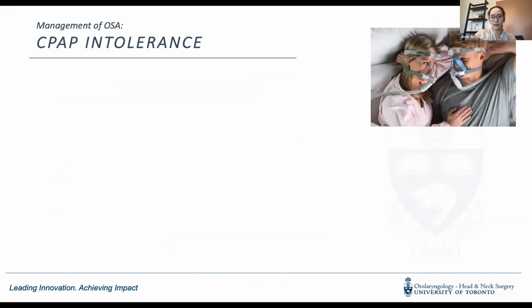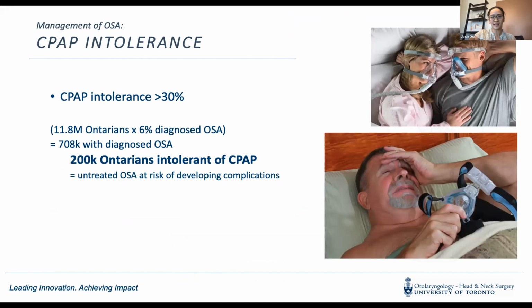And so although we hope that patients will do well with CPAP and live happily ever after, unfortunately, that is certainly not the case. We know that CPAP intolerance rates are upwards of 30%. From some general estimates, there is a StatsCan survey that said that approximately 6% of Ontarians have diagnosed obstructive sleep apnea. Now, if there's almost 12 million Ontarians and 700,000 are diagnosed with OSA, then we take into account the intolerance rate. There's probably over 200,000 Ontarians that are intolerant of CPAP in the community, untreated, and certainly at risk of developing complications or having symptoms of obstructive sleep apnea.